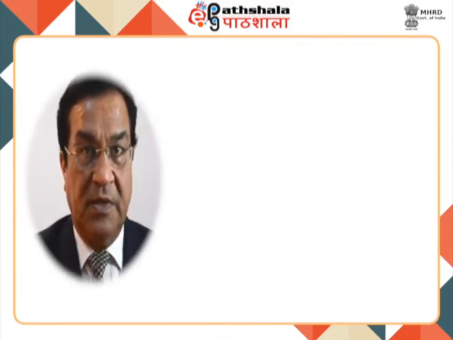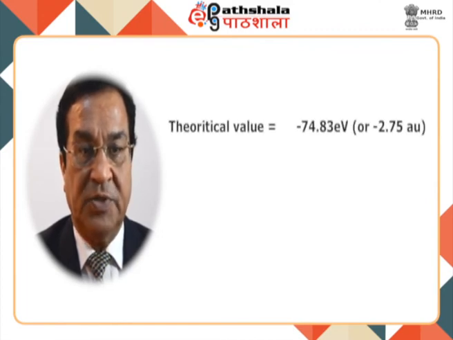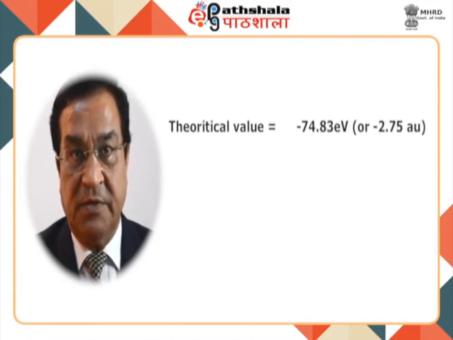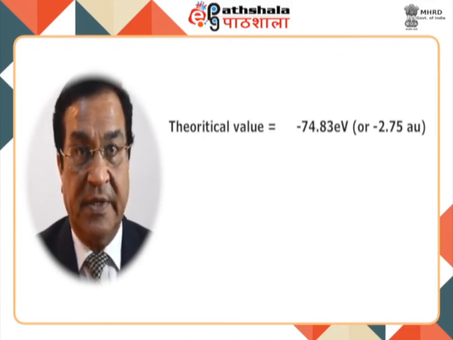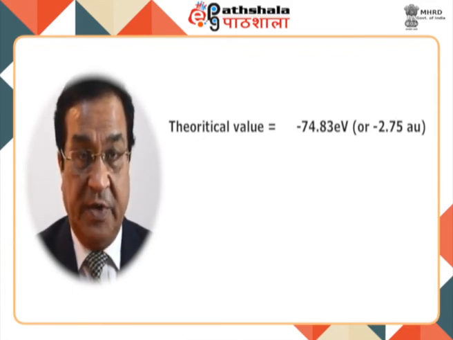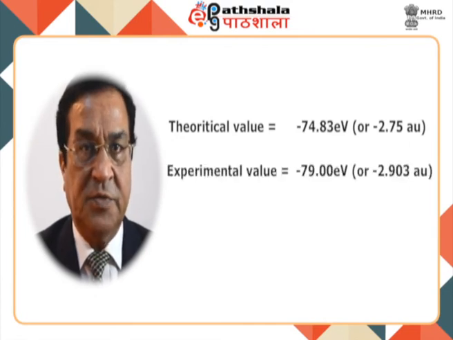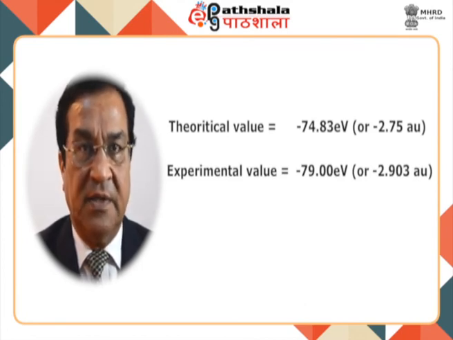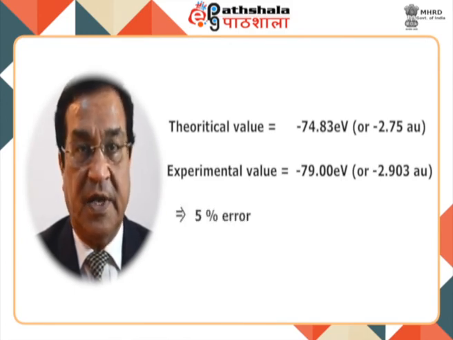And we have also seen that the first order perturbation theory on helium atom results in the energy equal to minus 74.83 electron volt, or if we represent it in atomic units, minus 2.75 atomic units, which is fairly comparable to the experimental value of minus 79 electron volt or minus 2.903 atomic units. And this calculated energy is within 5% of the experimental value.